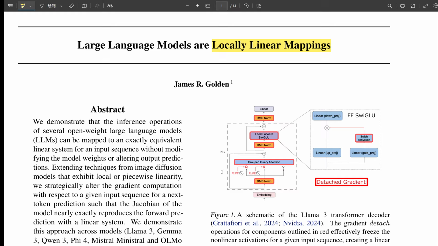Good question. The detached Jacobian, as they define it in this paper, isn't just an approximation of the function nearby. It's a specific set of matrices derived from the LLM for a particular input sequence that exactly represents the model's forward operation as a linear system at that specific input. Exactly represents it. Yes. And critically, when you perform this linear operation using the detached Jacobian on the input embedding, you get the numerically identical output embedding that the original nonlinear LLM produced. Whoa, okay, so it's not an approximation on the output, it's a different mathematical representation of the process that arrives at the exact same output, but structured linearly just for that one input point.